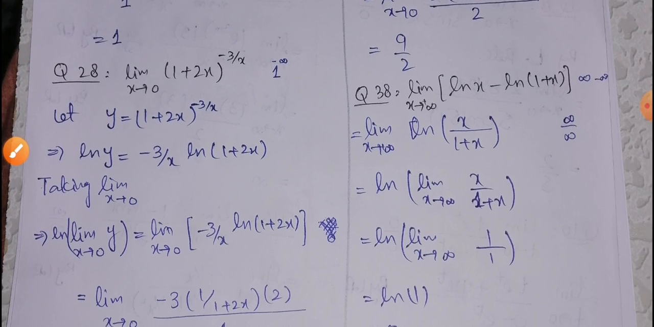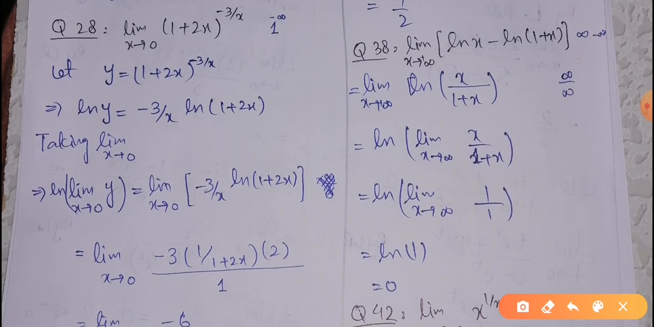Then we have question number 28. Limit x approaches 0, (1 + 2x) raised to the power of -3/x. So we get 1 to the power of infinity, which is an indeterminate form. Now we can check that we have a variable in the exponent as well. So what we are going to do is apply the logarithmic form on it.